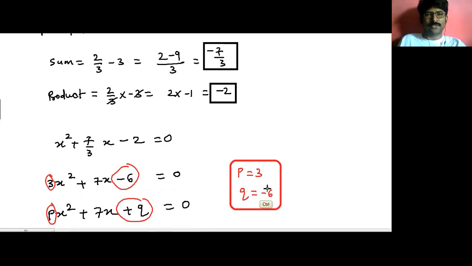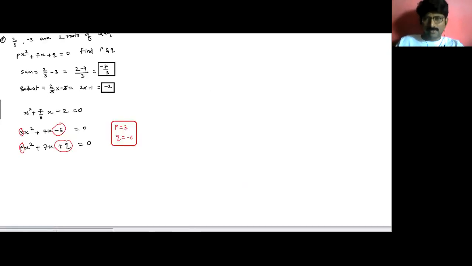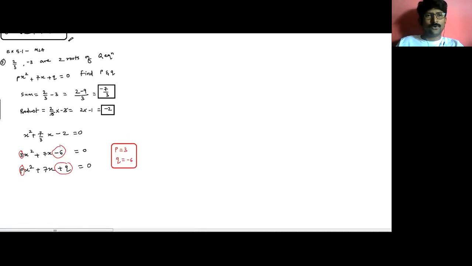That's the way to find the values of p and q. I hope you understood, students. It's really simple, guys. I hope you finished doing this sum. The entire sum is on your board, on your screen. So hopefully you finished that sum.